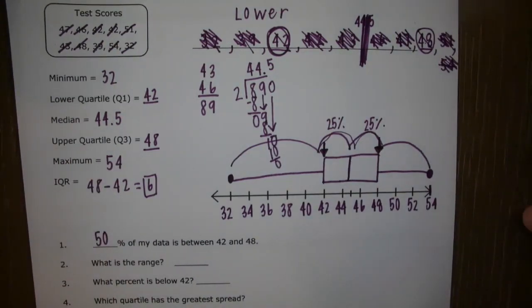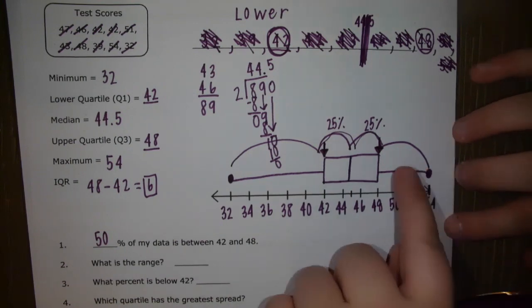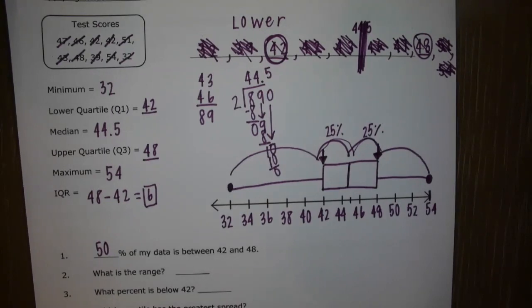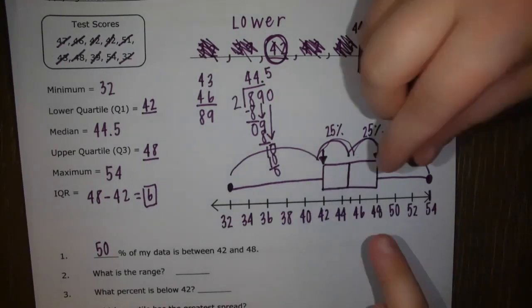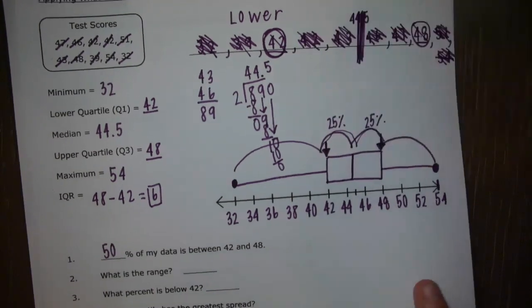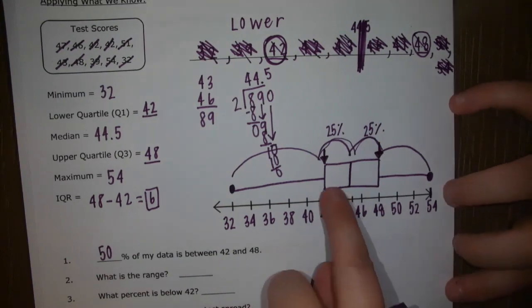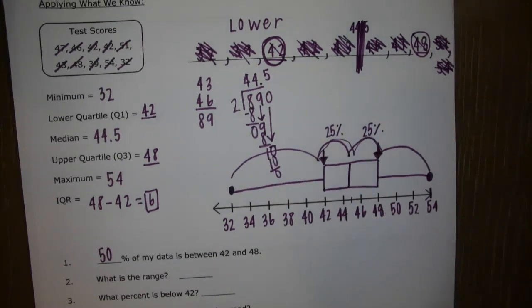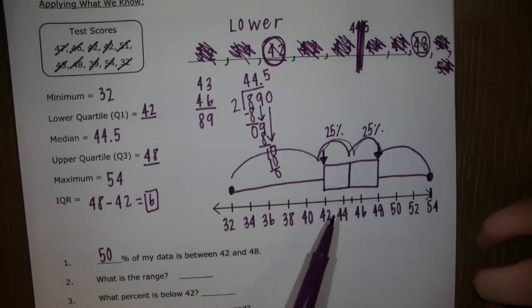And I know you're looking at this, and we know that 25% is a fourth of a data set, so shouldn't all these pieces be the same size? Well, not necessarily. This means that 50% of our data, as far as test grades, were in this area, which means this is a very concentrated score region, because 50% of the class scored between a 42 and a 48. So that's where the majority of people scored.